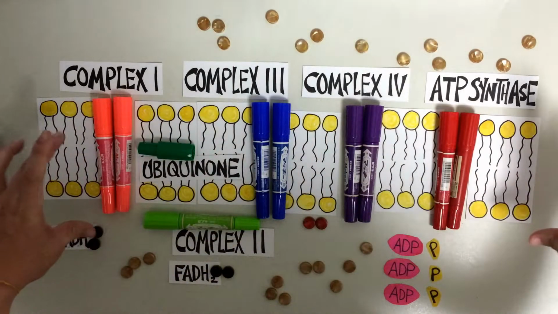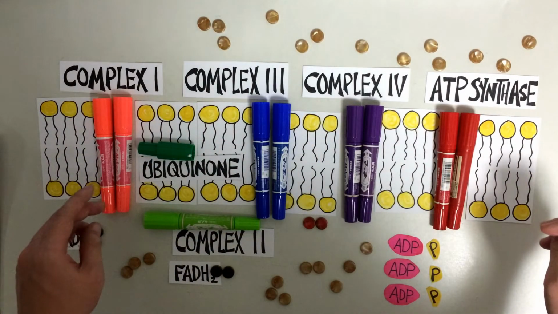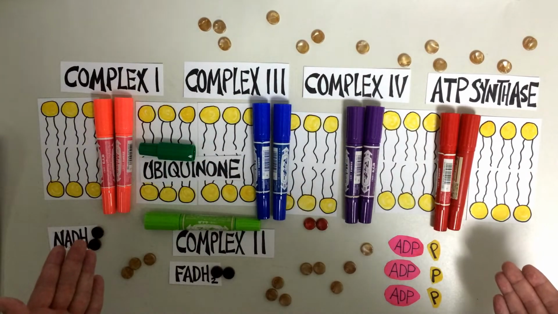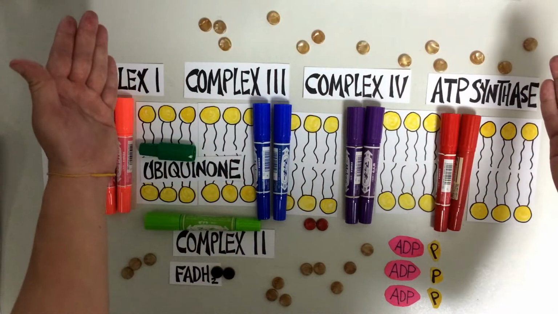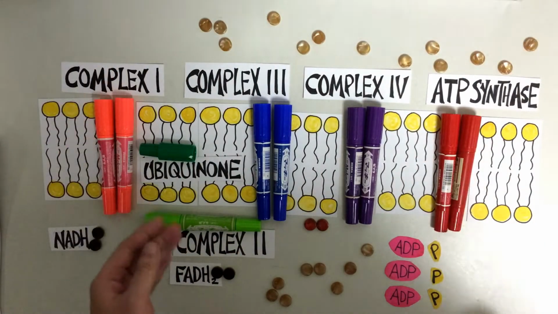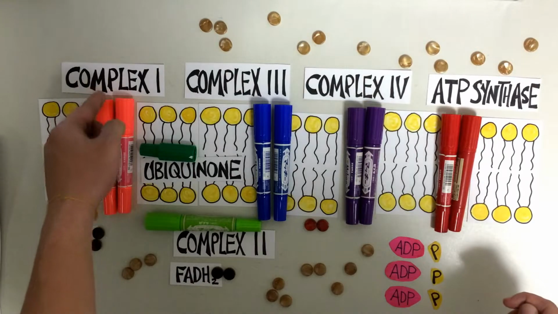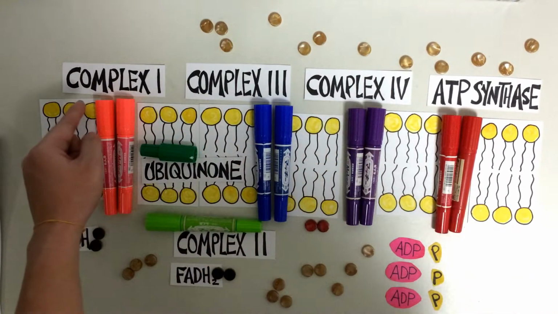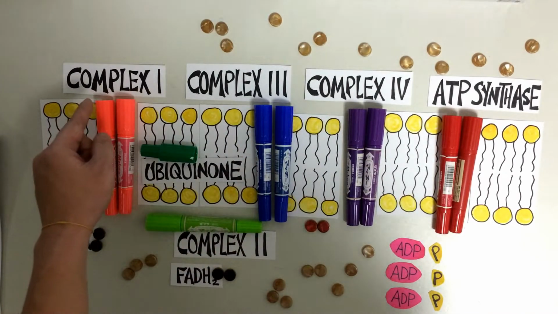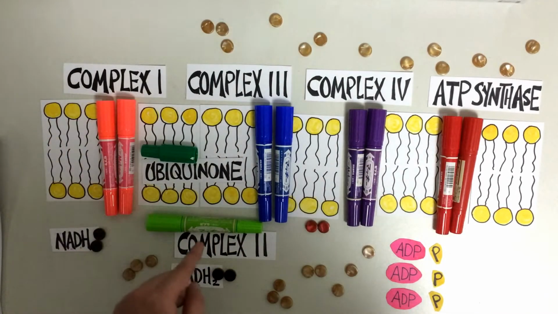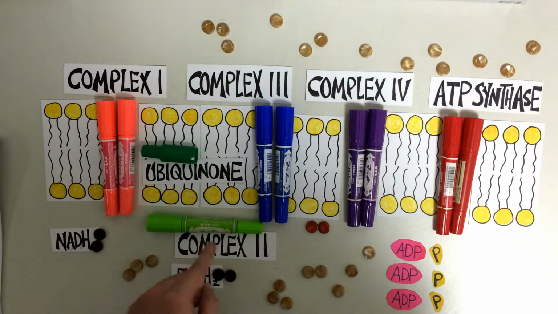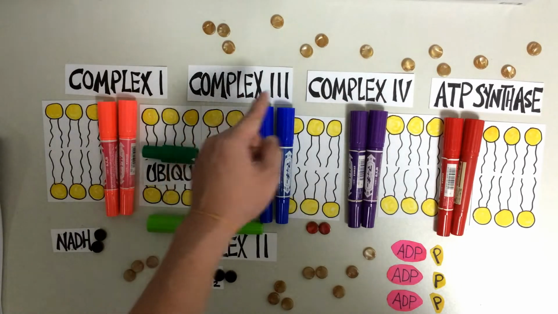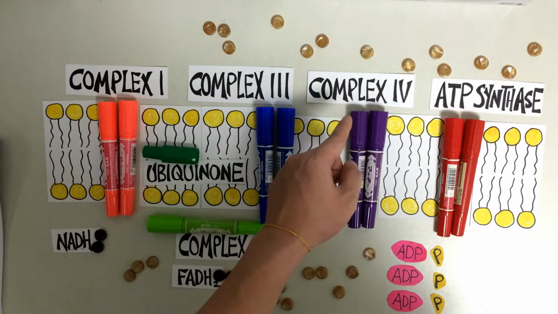Over here, you see this membrane is known as the inner mitochondrial membrane. The area below is known as the mitochondrial matrix. The area above is known as the intermembrane space. As you can see, there are four complexes: complex 1, complex 2, complex 3, and complex 4. Complex 1 stands for NADH dehydrogenase. Complex 2 represents succinate dehydrogenase. Complex 3 represents cytochrome BC1 complex, and complex 4 represents cytochrome C oxidase.